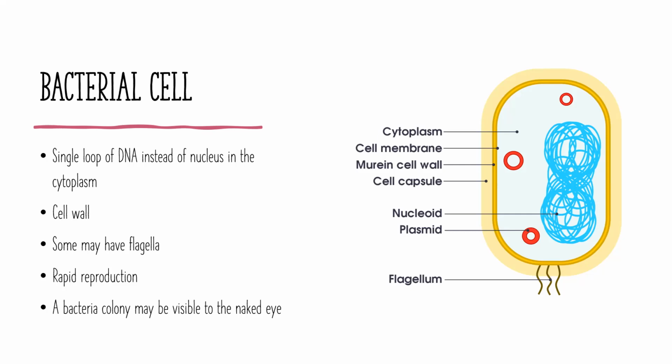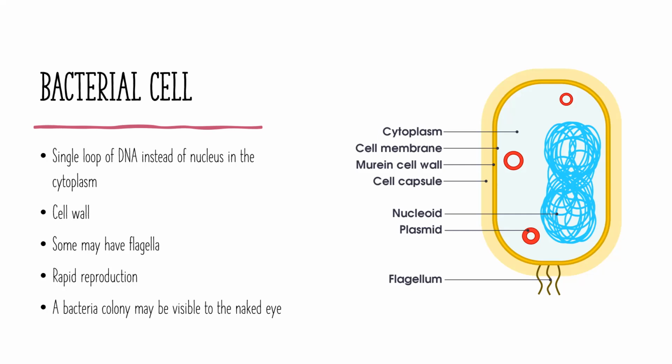Now, what is DNA? DNA is the short form for deoxyribonucleic acid. You're not supposed to learn that here. We're just going to see what DNA is. It's specific to your genes. So a single loop of DNA is going to be present in your bacterial cell.